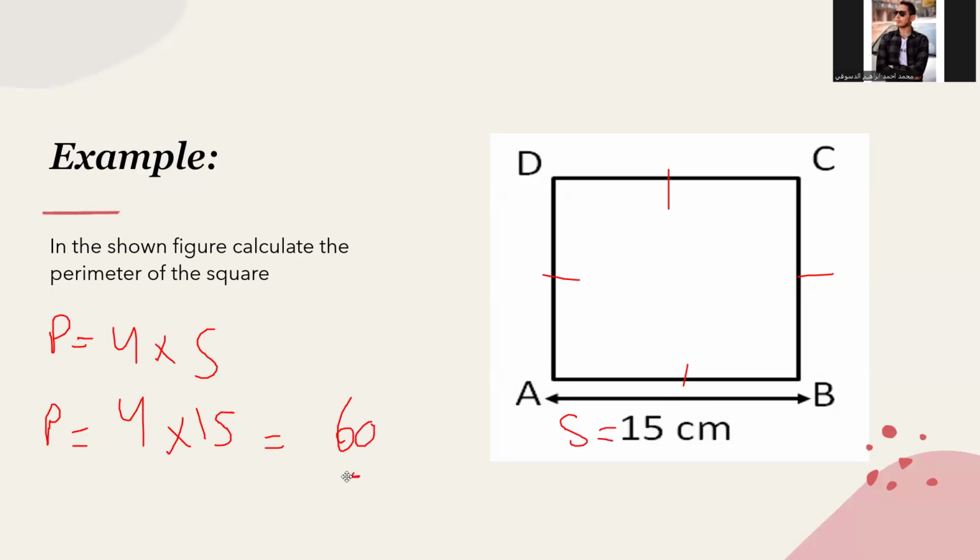60 of what? 60 centimeters, because he gave me that the side of the square is 15 centimeters, I'm sorry. So the side is in centimeters. That means that the perimeter is also in centimeters. And the area is in square centimeters, because he gave me that the unit length that he is using is centimeter. So the area is the square of the unit length, that's centimeter square.